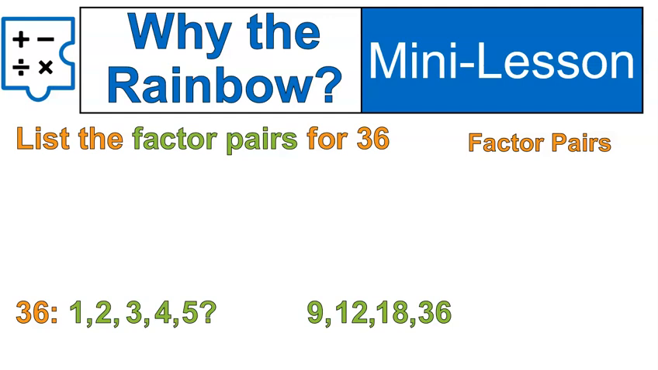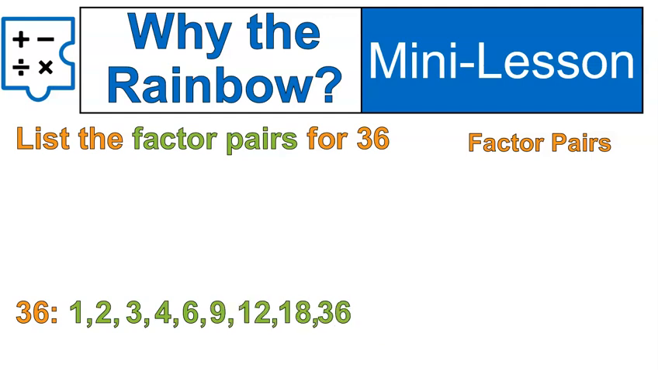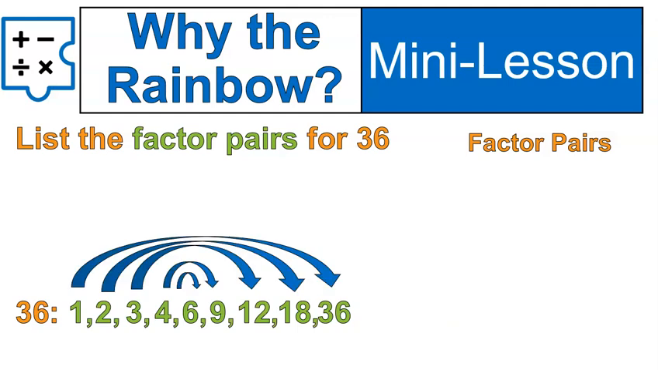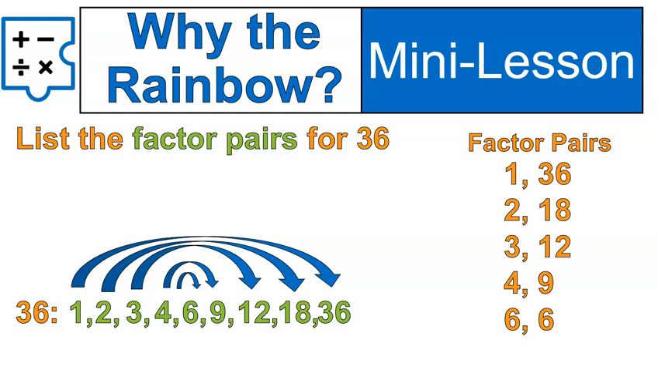And I check 5. Is that a factor? No, it's not. How about 6? Yeah, 6 times 6 is 36. And now I know I've gone past the center. So 7, 8 won't be factors, and I can actually bring them together like this, and they match up nicely with my rainbow. It also helps me to list my factor pairs, because now I just write down the numbers that are connected to each other. 1 times 36, 2 times 18, 3 times 12, 4 times 9, and 6 times 6. Those are my factor pairs.